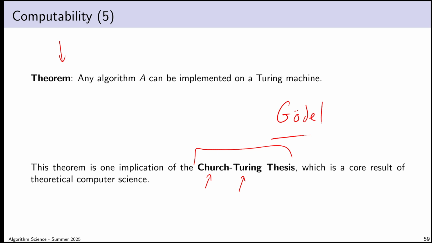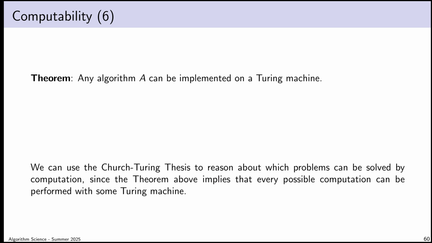And you'll see that the Church-Turing thesis is apparently so important and so all-encompassing that it gets the rare honor of being a thesis rather than just a theorem. So it got promoted a couple of levels above theorem. So we can use the Church-Turing thesis to reason about what problems can be solved using computation.